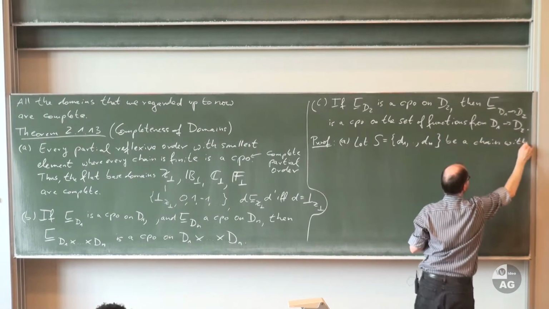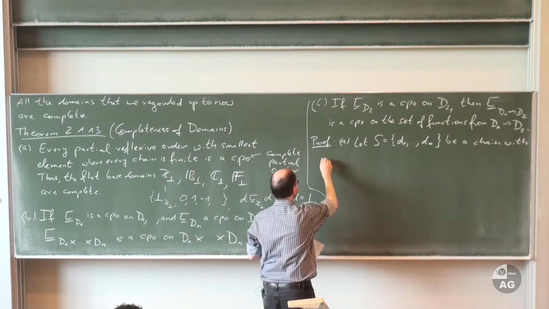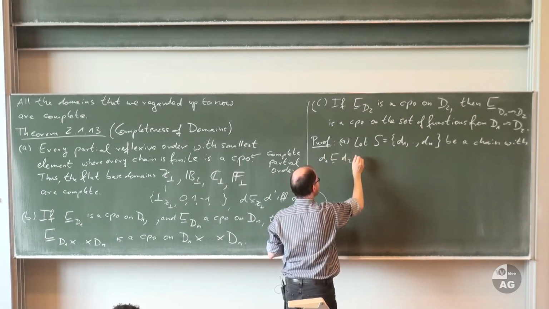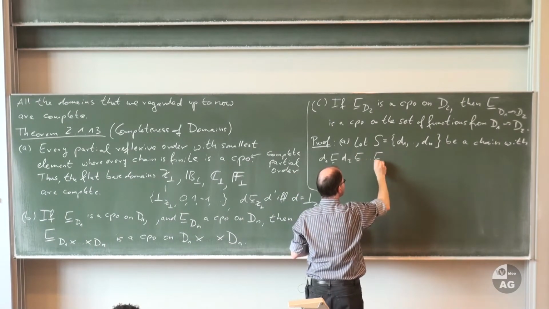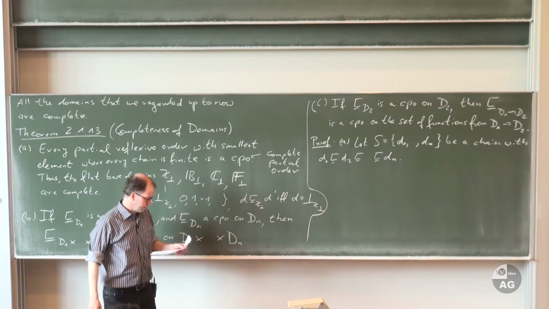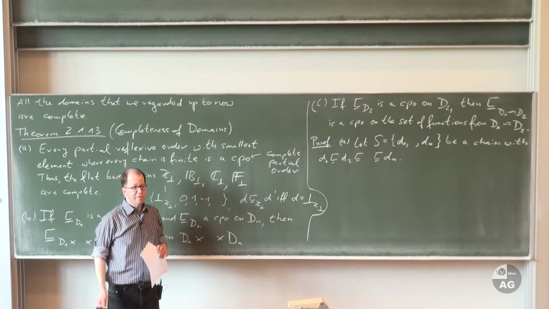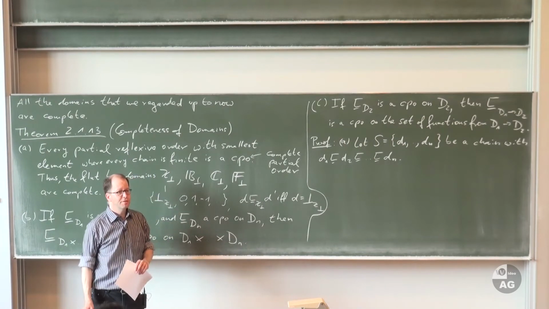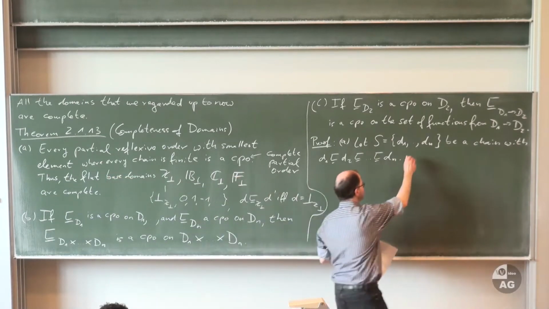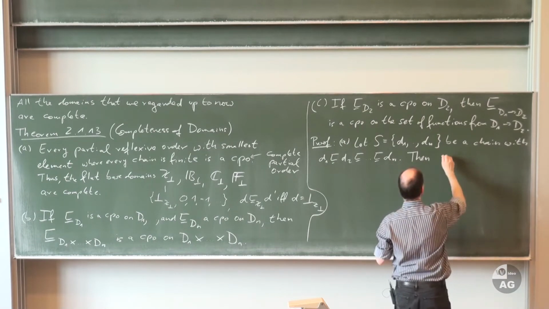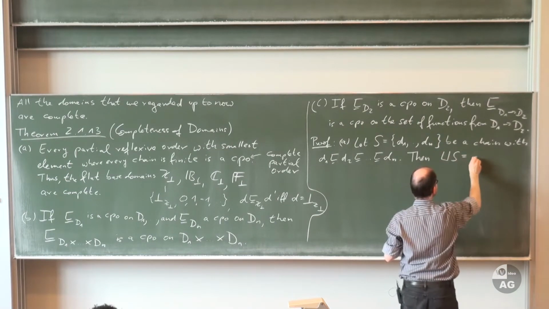And, well, if it's a chain, then I can order the elements. So let's say I can order them like this. So D1 is less defined than or equal to D2, and so on. And this is less defined than Dn. And the claim is every such chain has a least upper bound. What's the least upper bound of this chain? Dn, right. Then the least upper bound of S is Dn.